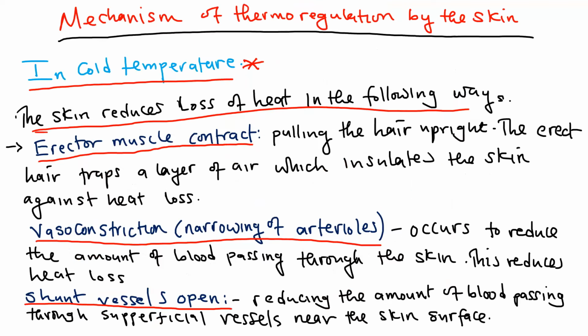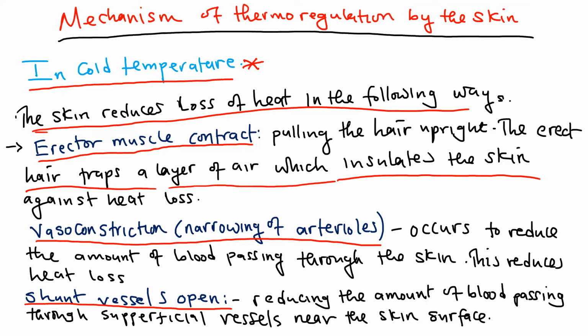Now, what is the importance of the hair being upright? The erect hair traps a layer of air. And you know that air is a bad conductor. So the layer of air that is trapped insulates the skin against heat loss. That is how the erector muscle works in order to conserve heat, or to prevent the loss of heat. So the erector muscle contracts, pulling the hair upright. The erect hair traps the layer of air which insulates the skin against heat loss.